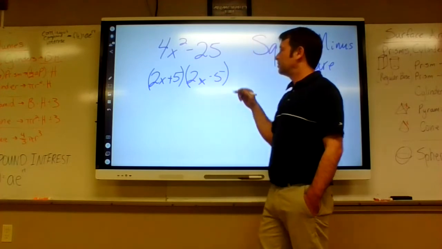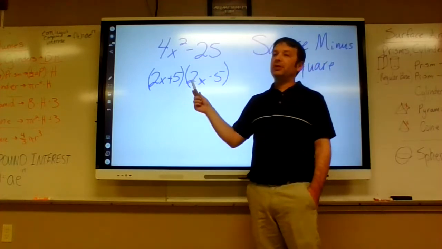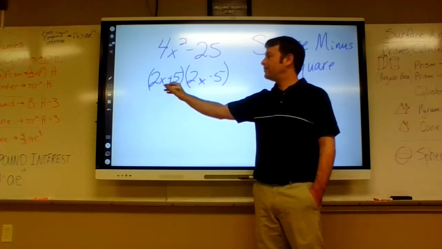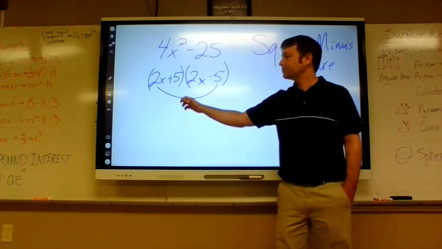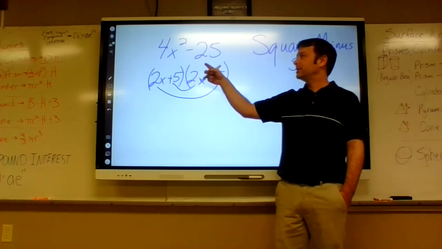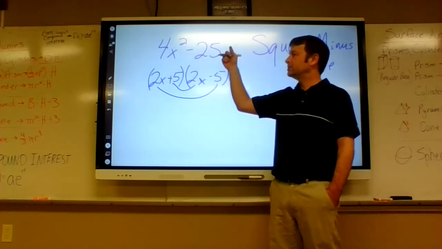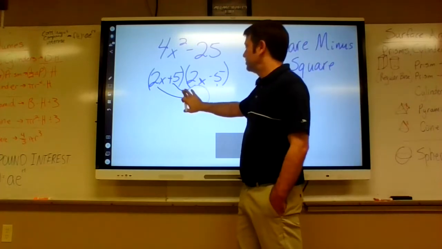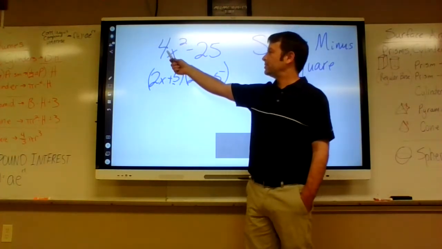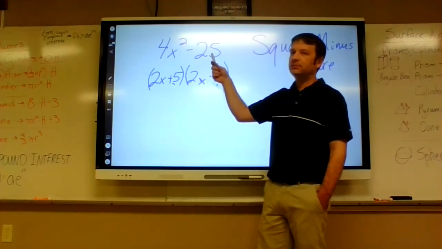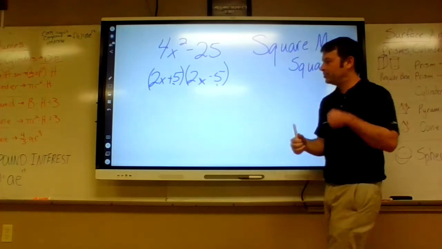So this is still like a FOIL problem. But what happens when I do outside inside? Negative 10x, 10x. They cancel out. That's why there's only 2 terms up here. So anyways, really easy. What goes in front? 2x times 2x. What goes in back? 5 and negative 5. See how quick that is? Boom, boom, boom.